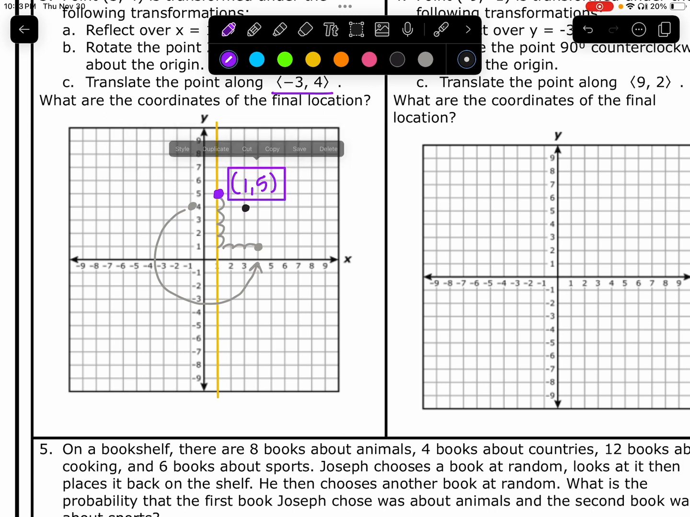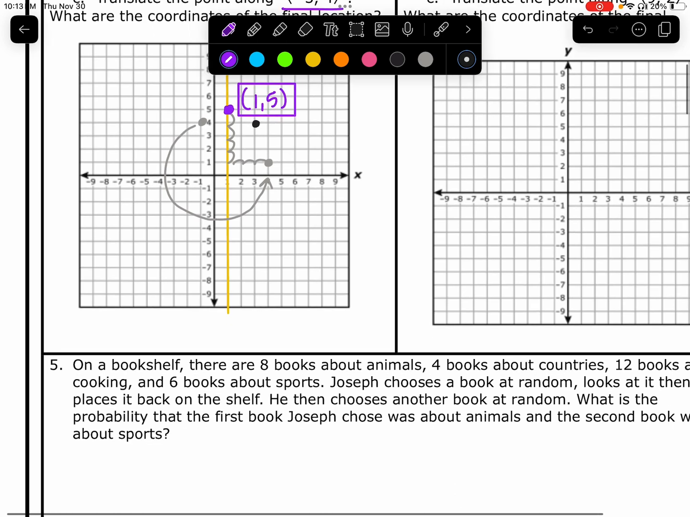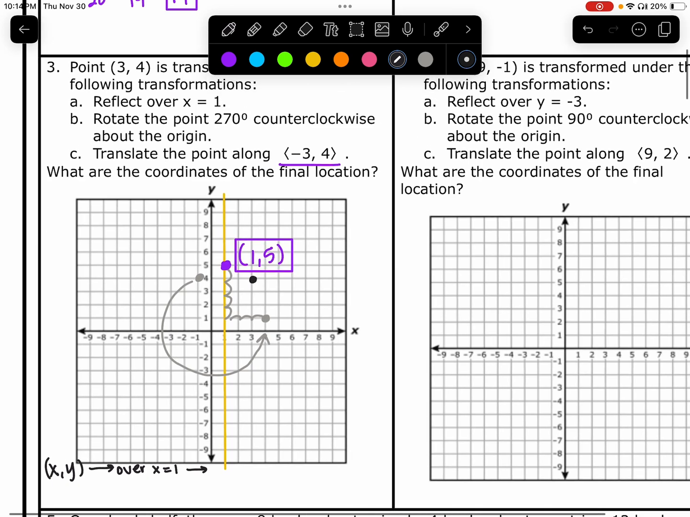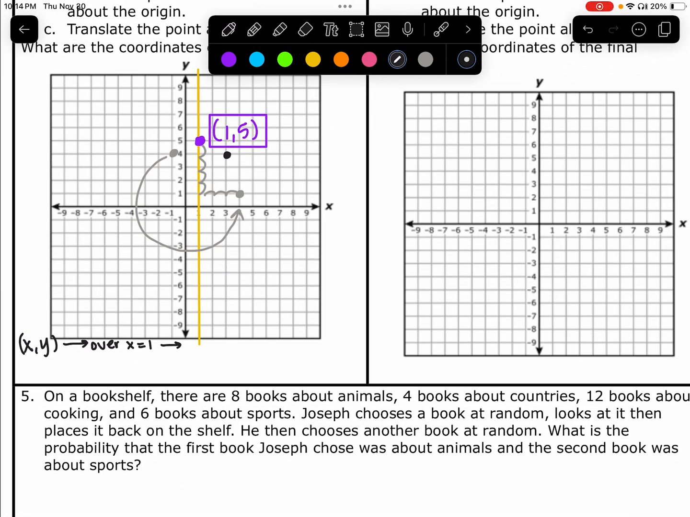All right, so that's how to do it graphically. Let's look at how to do it using the rules. The first thing was to reflect it over the line. There is a rule for this, but I did not teach it, so we're just going to use the graph for that part. After that, it was the 270 counterclockwise rotation. And then after that was the translation of -3 and +4.